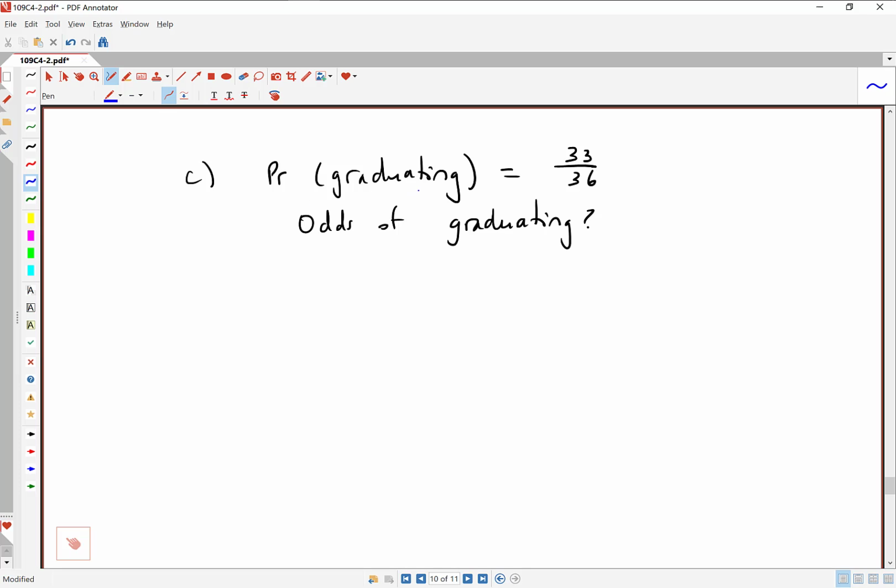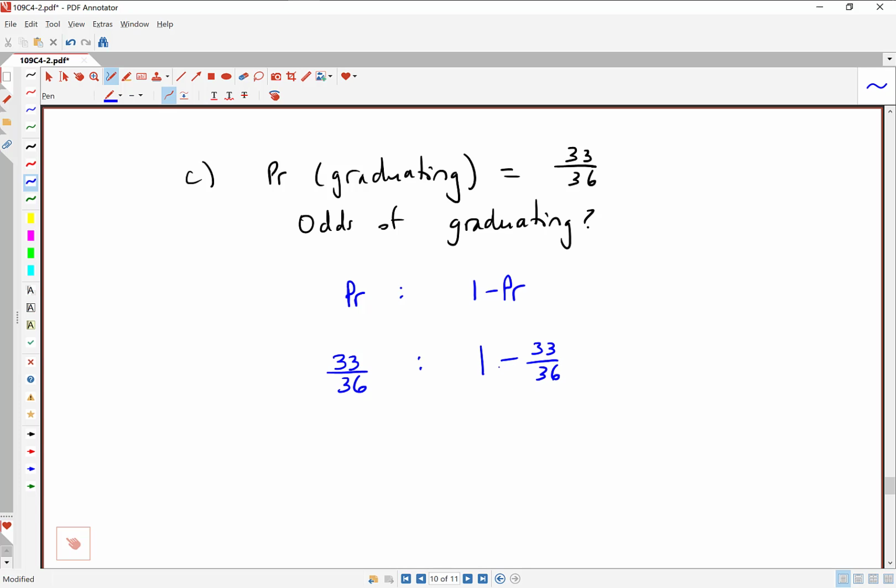So let's say we're told that our probability of graduating is 33 out of 36, and we want to turn this into odds. Well, anytime you're moving from probability to odds, the way to set it up is to go probability to 1 minus probability. So that's giving you a ratio of the thing happening to the thing not happening. So let's plug in our numbers here. Probability is 33 out of 36.